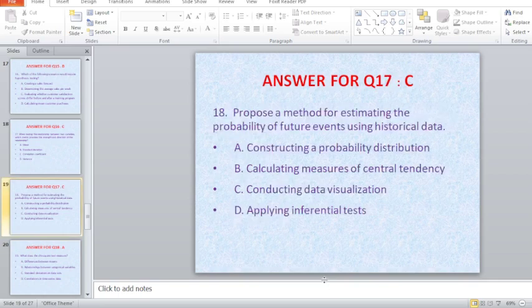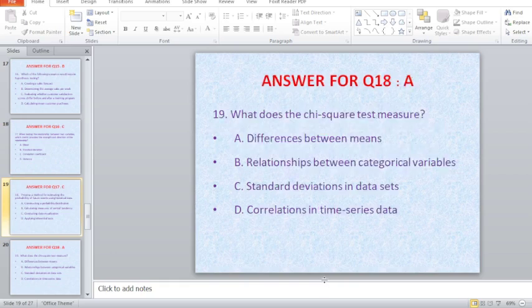Question number 18. Propose a method for estimating the probability of future events using historical data. A. Constructing a probability distribution. B. Calculating measure of central tendency. C. Conducting data visualization. D. Applying inferential test. The answer for question number 18 is A. Constructing a probability distribution.